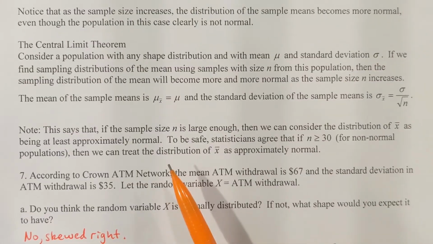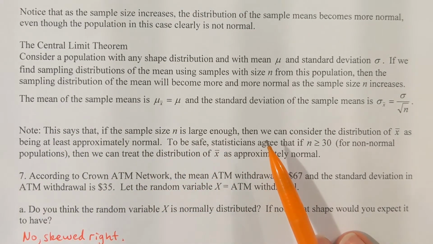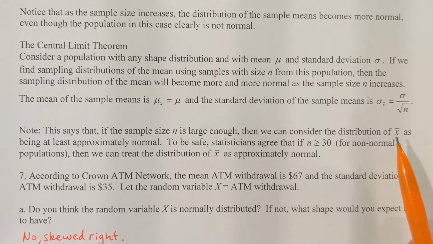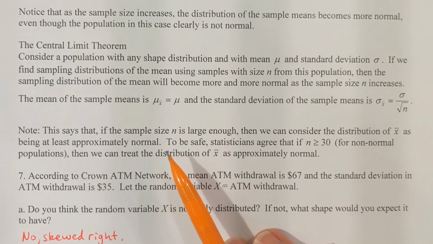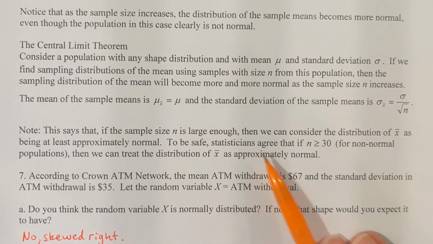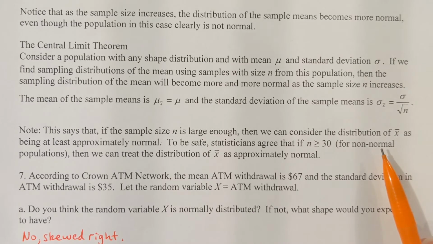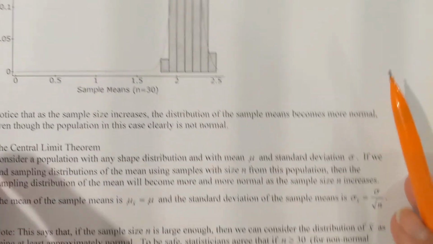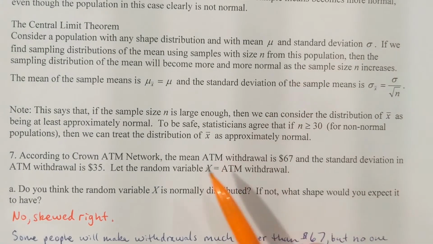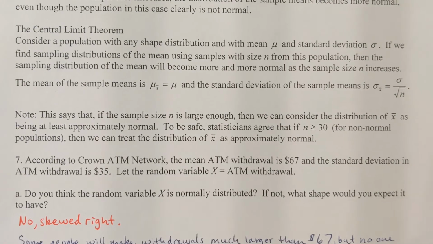So the note here is basically saying that if the sample size is large enough, then we can consider the distribution of the sample mean as being at least approximately normal. To be safe, statisticians agree that the sample size should be 30 or bigger for non-normal populations. If it's normal, then there's no problem, right? Because you're already working with the bell curve. But if it's not normal, the sample size has to be big enough, at least 30 here, and you can then treat the sampling distribution of the means as being approximately normal.